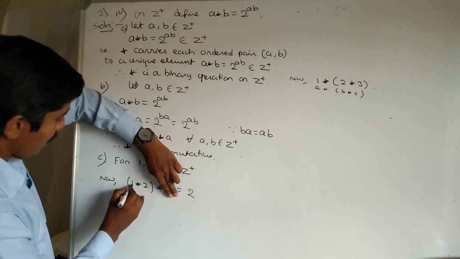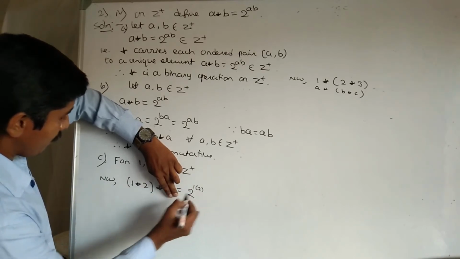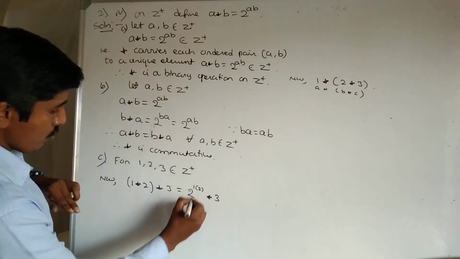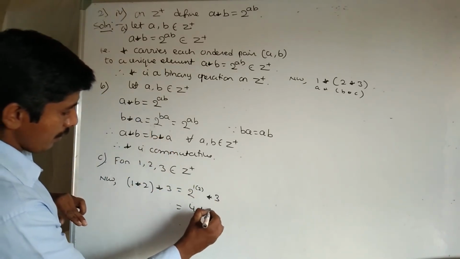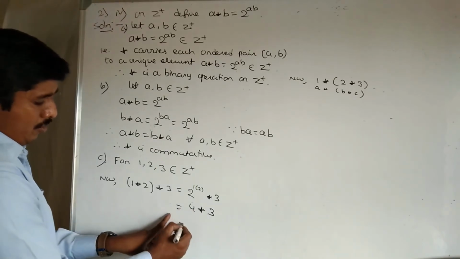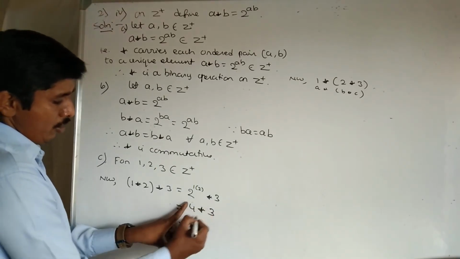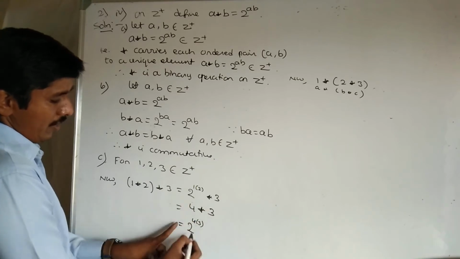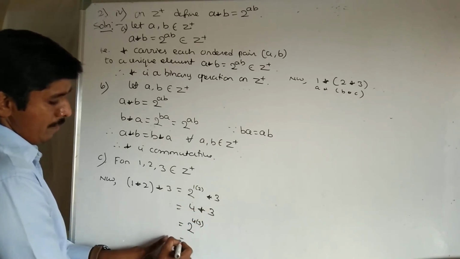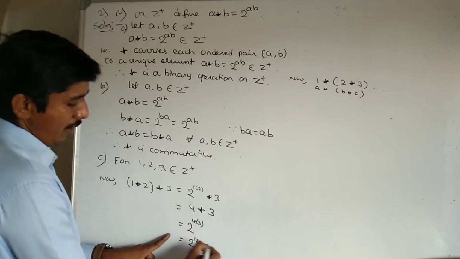2 power A into B: (1 star 2) star 3 as it is. 2 power 1 into 2 is 2 square, that is 4 star 3. Got it, A star B is 2 power A into B, so 4 into 3. 2 power 4 into 3, that is 2 power 12, called equation 1.